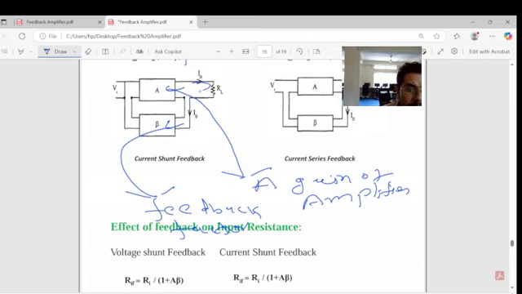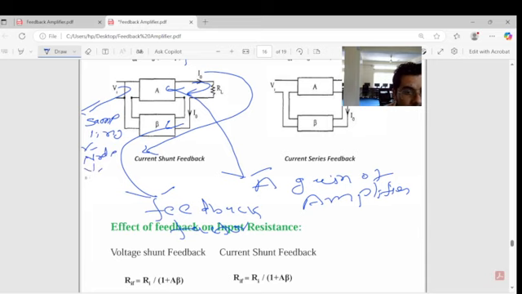You can see the output terminal is a current, so we can write this as a current here. Again, the input terminal is a voltage, but it is voltage sampling. The input terminal voltage is sampled. Sampling means a node is made here, and that means this is the shunting. This is how we decide the name of this feedback amplifier.